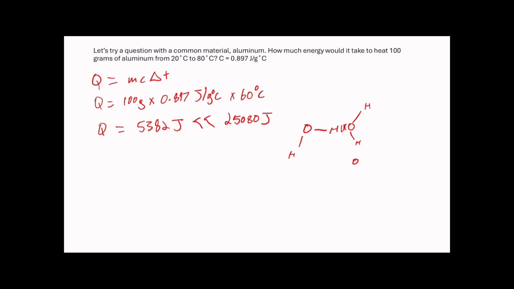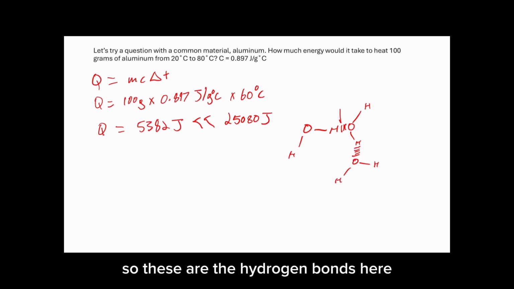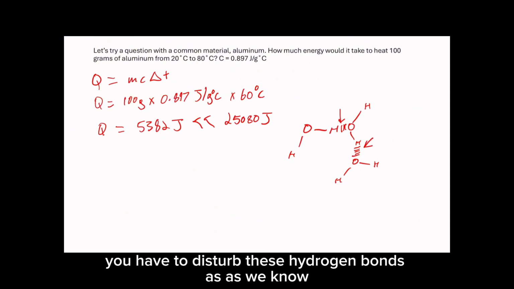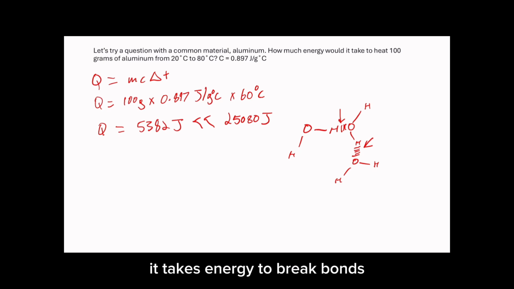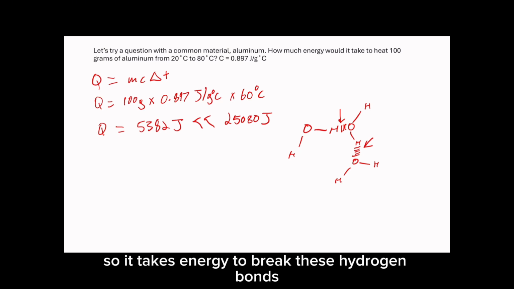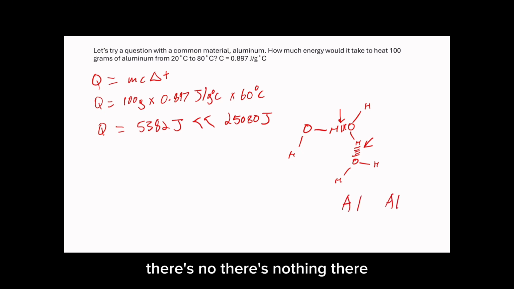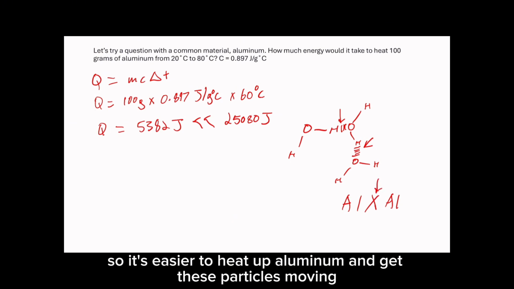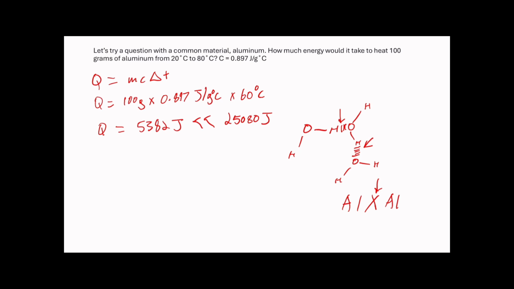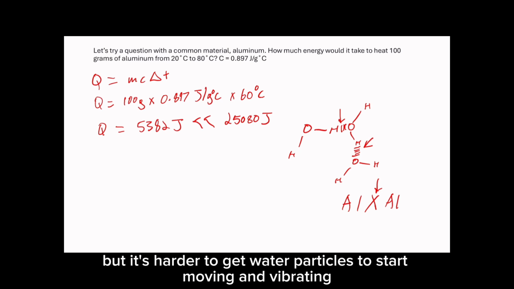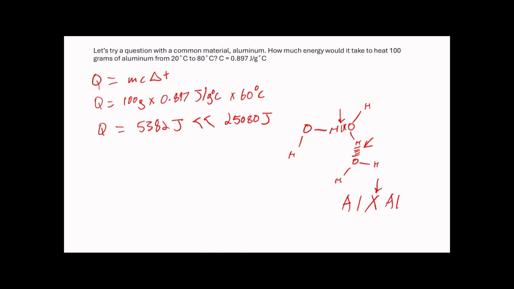just draw a couple. So these are the hydrogen bonds here. And when you heat up water, you have to disturb these hydrogen bonds. As we know, it takes energy to break bonds. So it takes energy to break these hydrogen bonds that aren't present in other structures. Like when we have aluminum, there's nothing there. So we don't have to break anything. So it's easier to heat up aluminum and get these particles moving. But it's harder to get water particles to start moving and vibrating because of the hydrogen bonds.